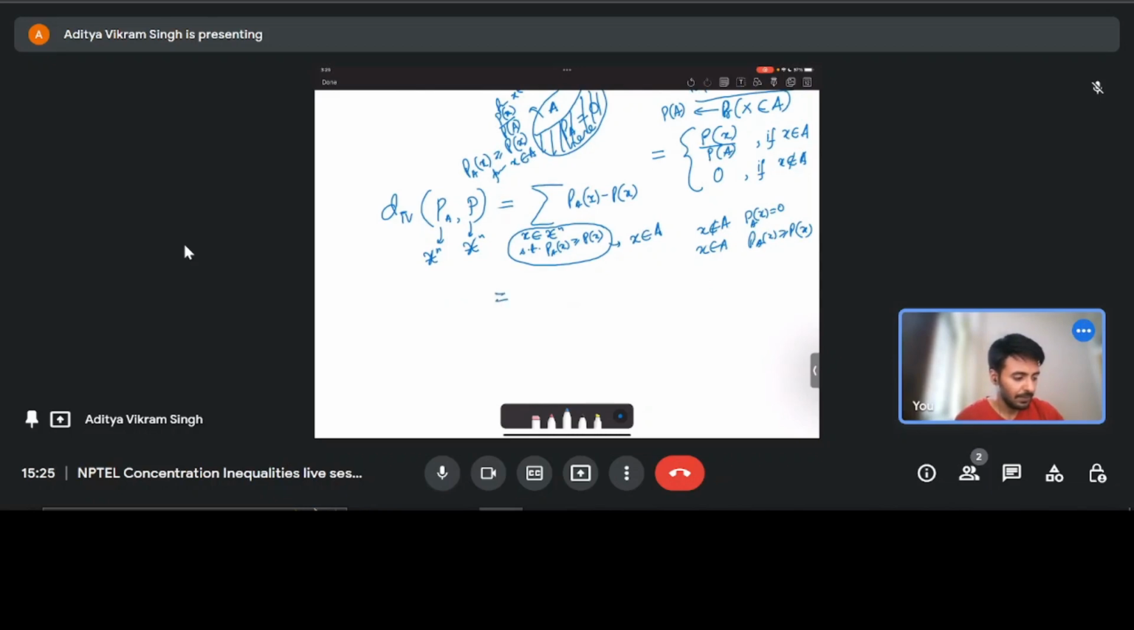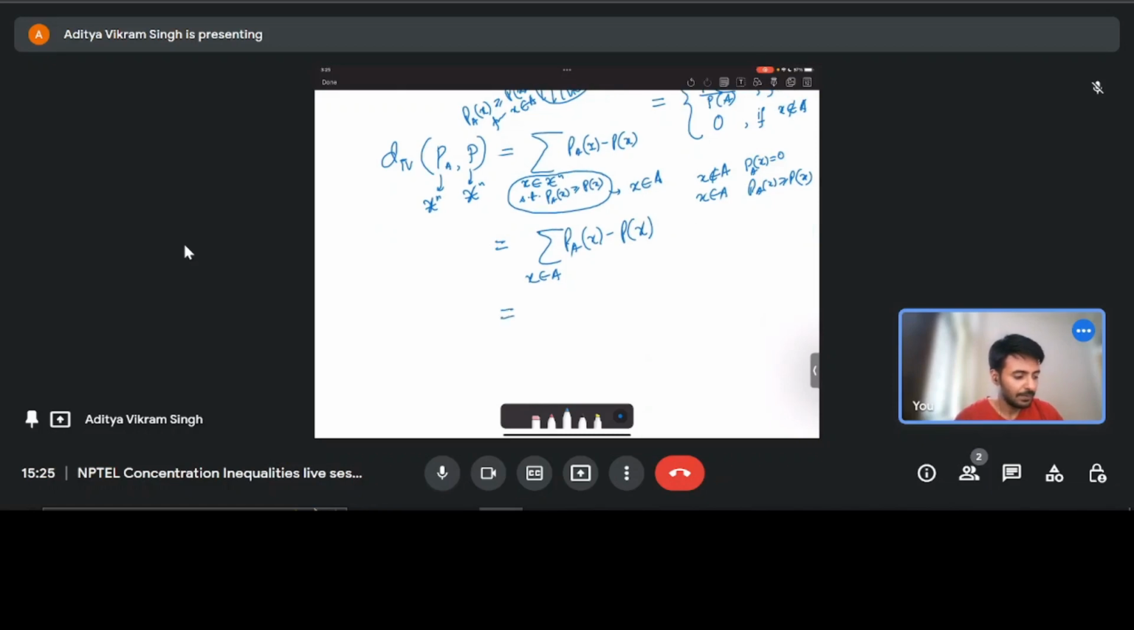So we have the sum over x in A of PA of x minus P of x. Which is what? If you sum PA of x over all x in A, that just becomes 1, because PA of x is only supported on A. And if you sum P of x over x belonging to A, that just becomes P of A. So we have 1 minus P of A.